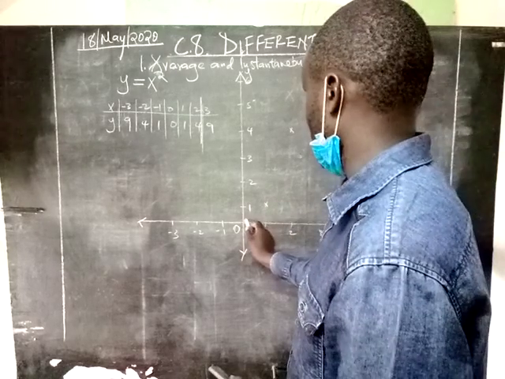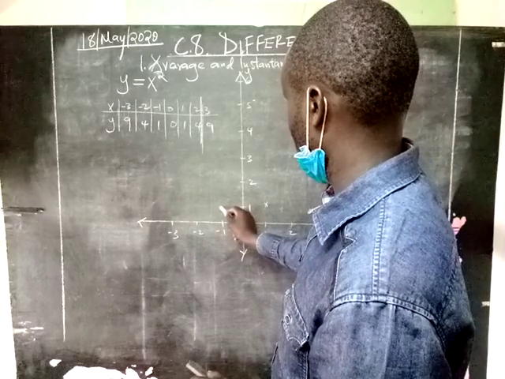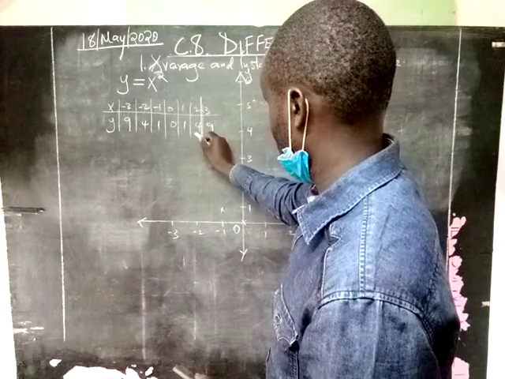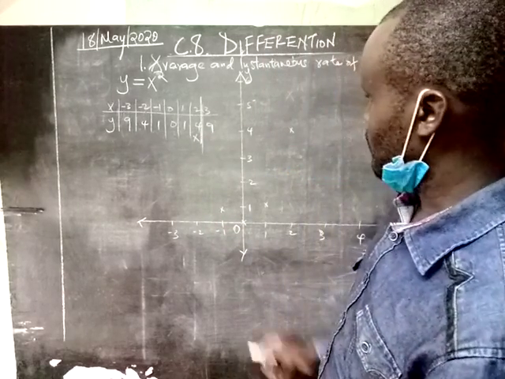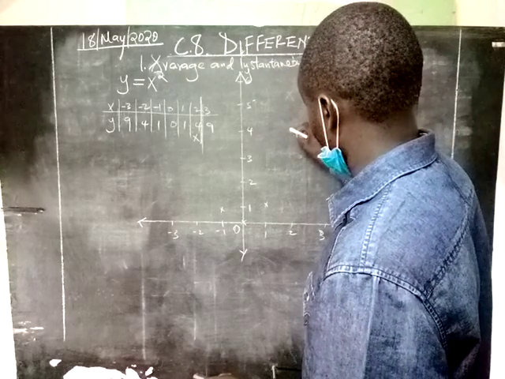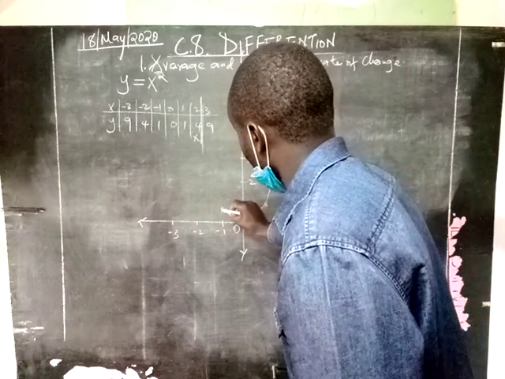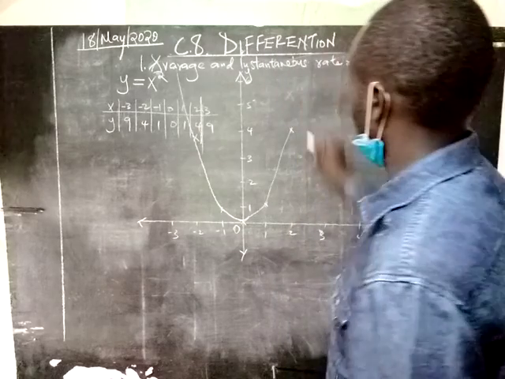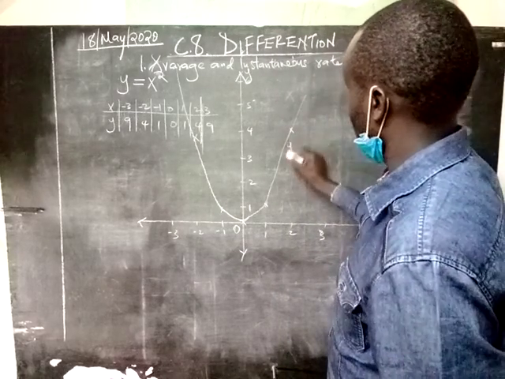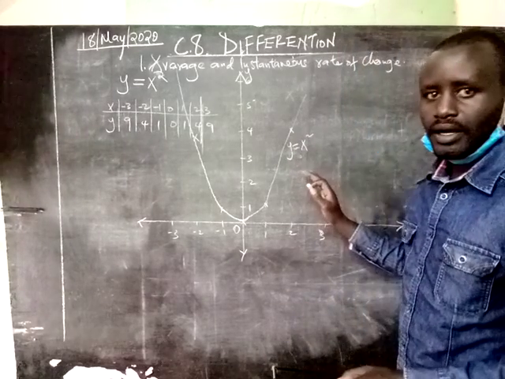We have our origin. We have -1, 1. We have -2, 4. Then we have 3, 9. So it's going to slope from that point, so we have our curve moving from that point upwards. As it proceeds to this point, 3, 9, we have our curve as x squared. That is just a rough curve.